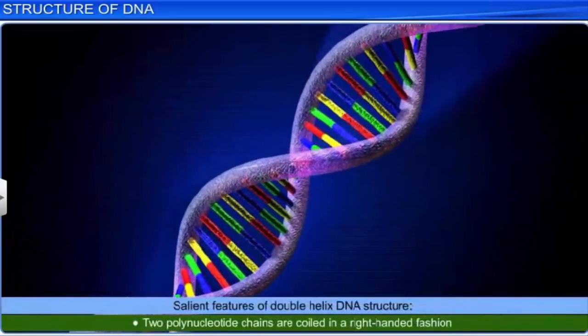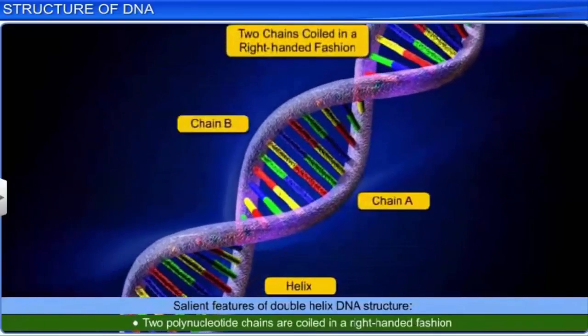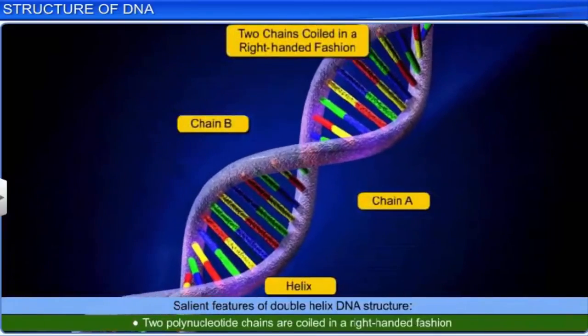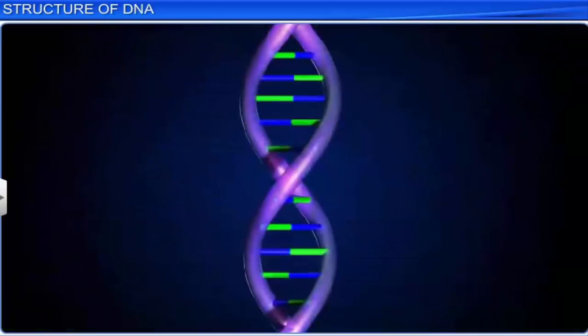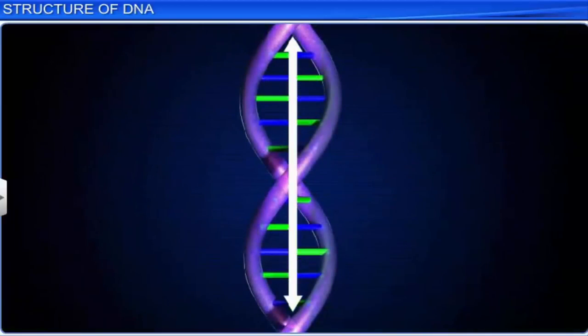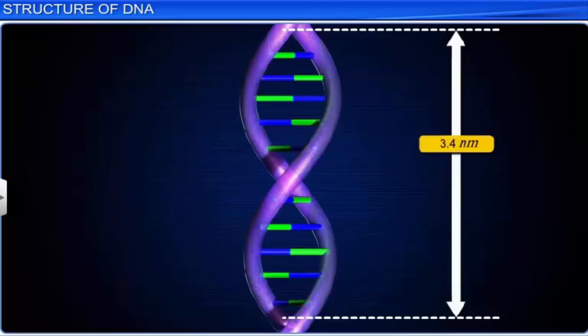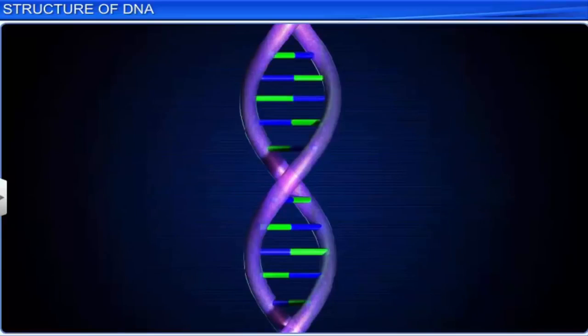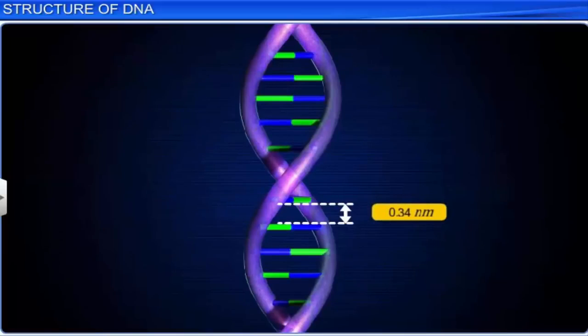Another salient feature of the helix structure is that the two chains are coiled in a right-handed fashion. Therefore, the pitch of the helix is 3.4 nanometers, and each turn consists of about 10 base pairs. As a result, the distance between a base pair and a helix is around 0.34 nanometers.